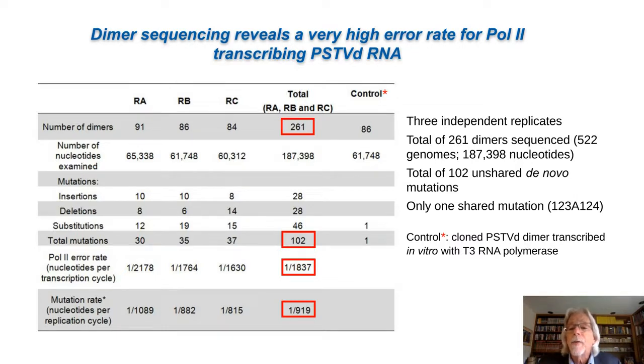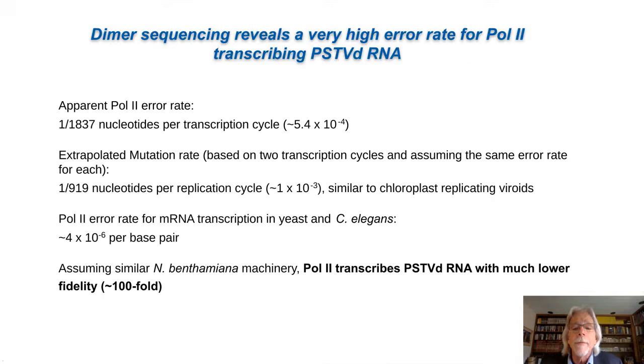By contrast, we found only 1 shared mutation in all of these experiments. And the control, which we created starting with a cloned PSTVd dimer we transcribed in vitro with T3 RNA polymerase, we found only 1 mutation. So the background mutation rate was negligible. Now, I'm going to go into a little more detail on the Pol II error rate and mutation rate in the next slide.